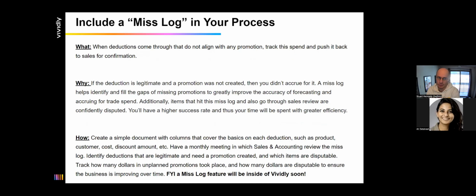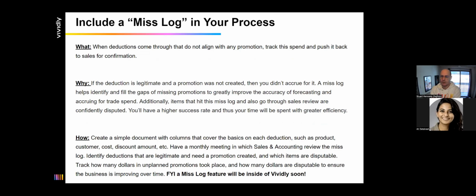The next piece is really, really important. So the miss log. The miss log, I would say, is sometimes the worst enemy of sales. I've never talked to a salesperson that enjoys the miss log, but it is so important. So, what is the miss log?